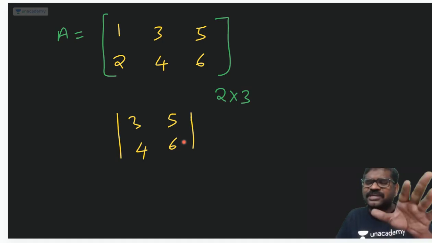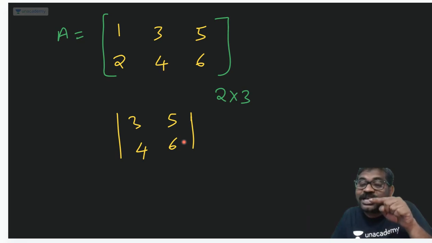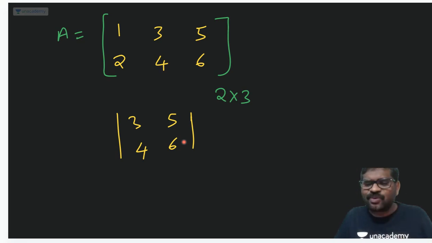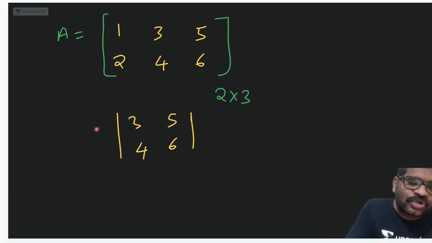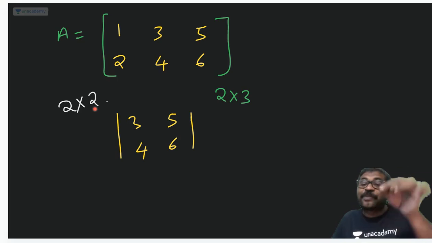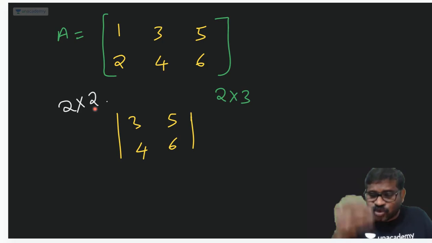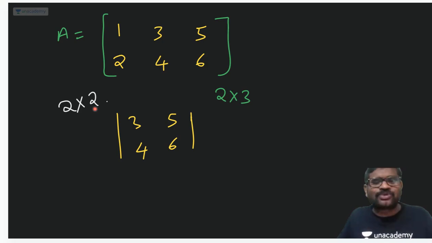So many submatrices you can get, but I require only the highest possible square submatrix. What is the highest possible? You have two rows. If you have two columns, then you can generate one square submatrix. So 2 cross 2 is the highest possible square submatrix in this problem. Sir, there are so many 2 cross 2. Yes, you have 3 2 cross 2. You can take any 2 cross 2.